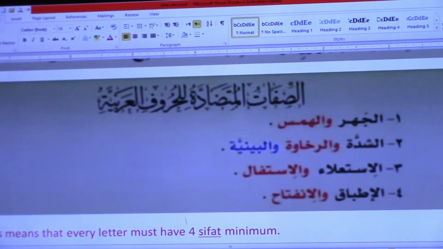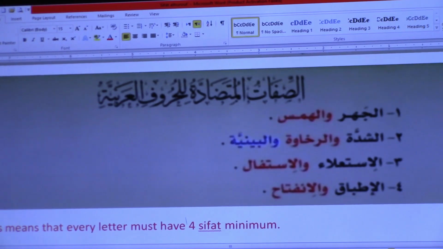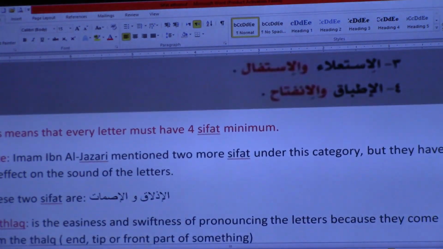Anyway, this means that every Arabic letter must have 4 sifat minimum, right? What are those 4 sifat? Let's read them one last time, Ya Shaykh. The sifat that have opposites for the Arabic letters: al-jahr and its opposite is al-hams. Ash-shiddah and ar-rakhawah and between them al-baynia. Al-isti'la and al-istifal. Al-itbaq and al-infitah. These are the 4 sifat.